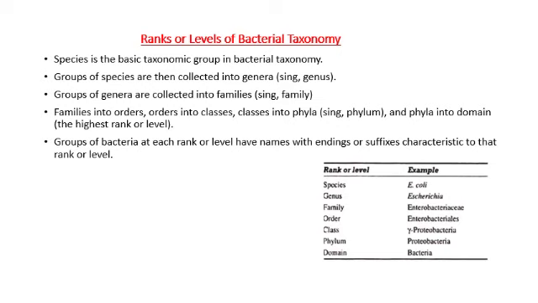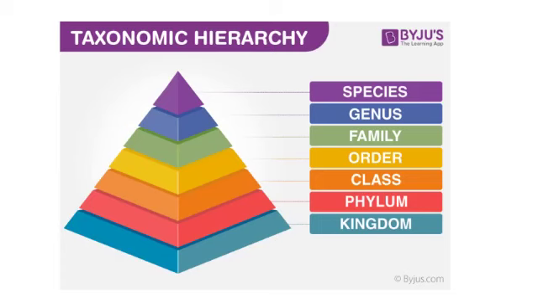For example, bacteria is the domain. Its phylum is Proteobacteria, its class is Gammaproteobacteria, the order Enterobacterales, then the family Enterobacteriaceae, then the genus Escherichia, and finally the lowest level, the species Escherichia coli. So coli is the species, Escherichia is the genus: E. coli. This is the taxonomic hierarchy: species, genus, family, order, class, phylum, and the kingdom.